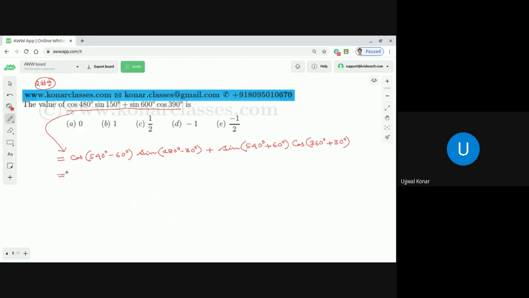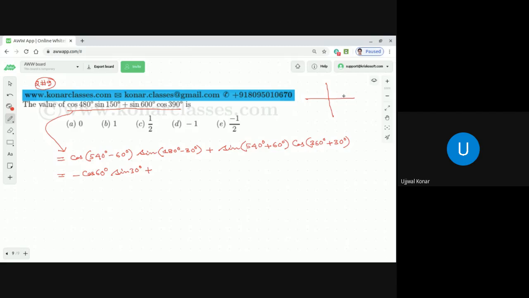Let's find it out. Cos of 540 minus 60 degree is equal to minus cos 60 degree, dear students, correct? Minus cos 60 degree. Anyone who needs any understanding, please do let me know. Sine of 180 minus 30 degree is equal to sine 30 degree, plus sine of 540 degree plus 60 degree, that should be minus sine 60 degree, right? I hope you understood, right? 540 plus 60 degree, if you use the quadrant.